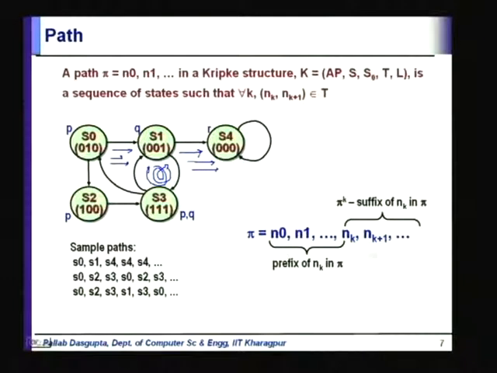We define the prefix and suffix of the path as follows. For a given nk in the path pi, the prefix of nk is the subsequence that is part of this path until it reaches nk, and the suffix is another path which we call pi k. So, the suffix is the remaining path from here. Is that clear?